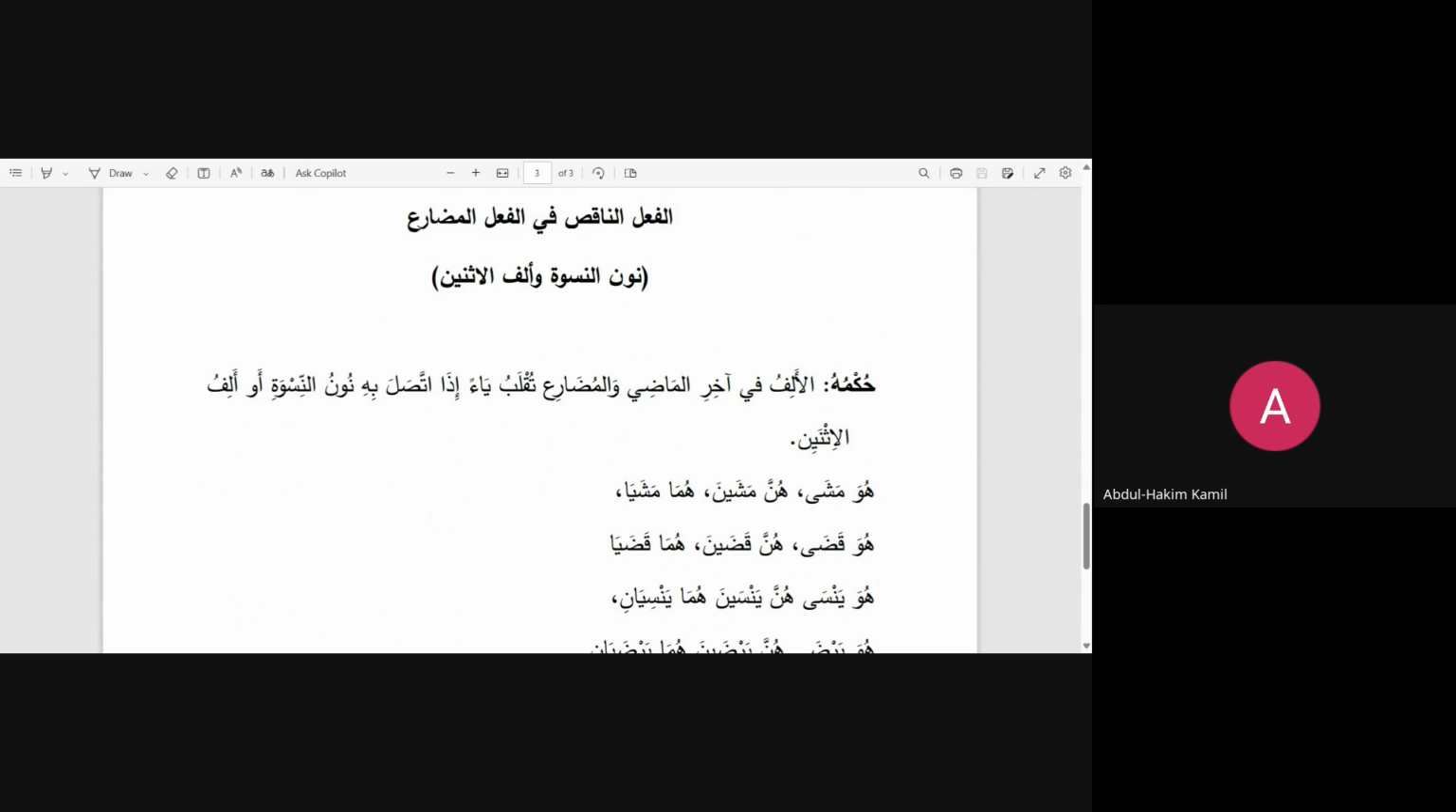Noon al-niswa wa alif al-ithnain. Hukmuhu. Hold on, what are we talking about? We're talking about if the alif of the dual gets attached to the verb, or the noon of the feminine plural gets attached to the verb. What do we do?